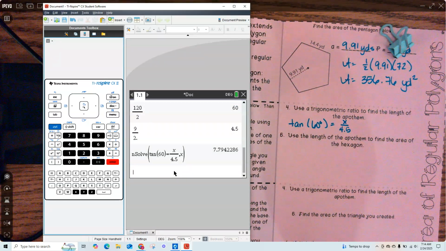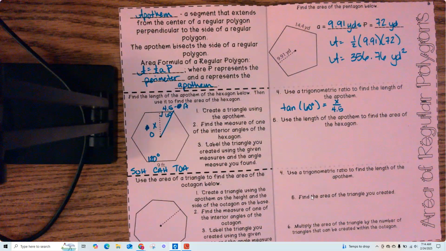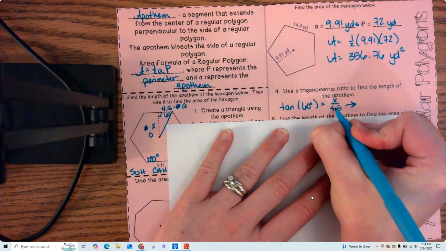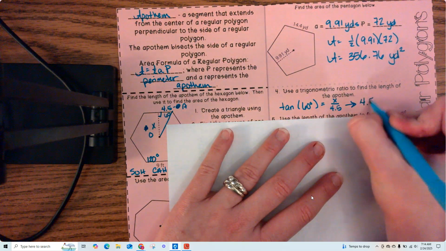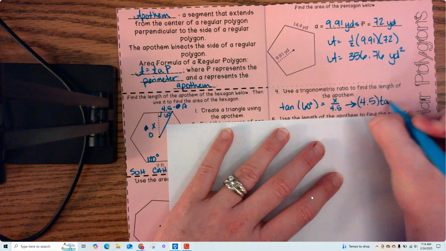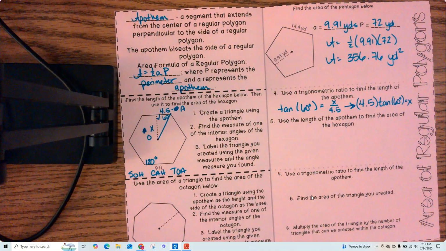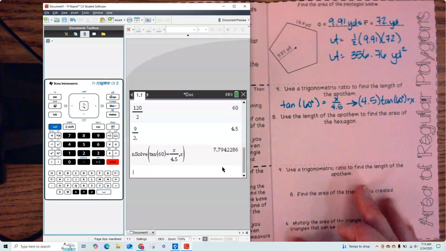If we round this off, it's going to give us a pretty gross answer. It's easier to use the whole piece. So what I mean by the whole piece, if we would solve this by hand, if I want to get x by itself, X is being divided by this, so I would want to multiply both sides by 4.5. So what I'd get is 4.5 times the tangent of 60 degrees, and that equals X. I get a more exact answer if I use that expression for the apothem over rounding off this decimal, and I'll show you what I mean in a second. I'll do it both ways.